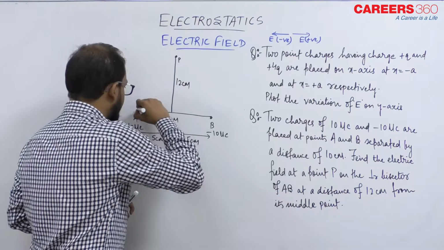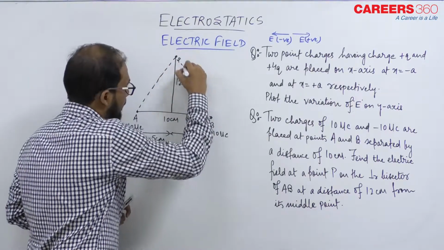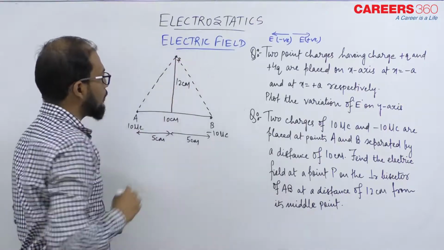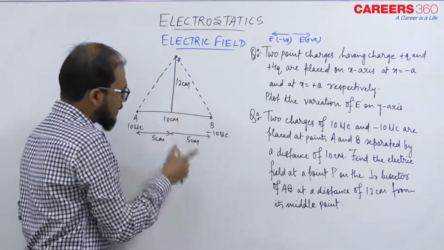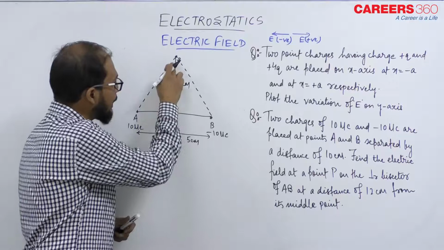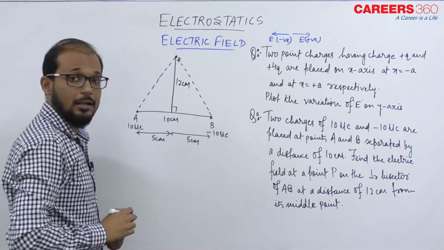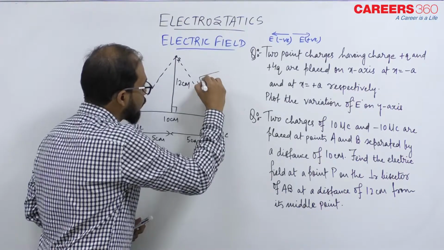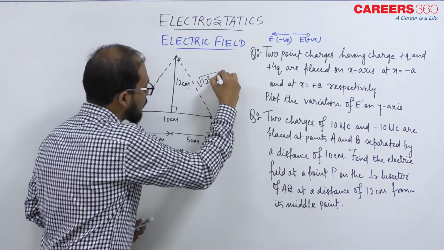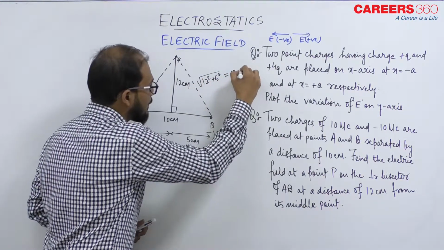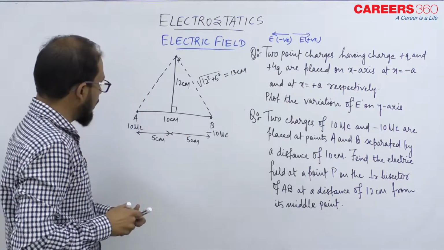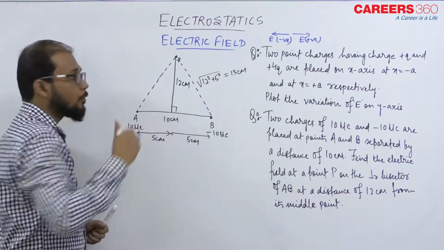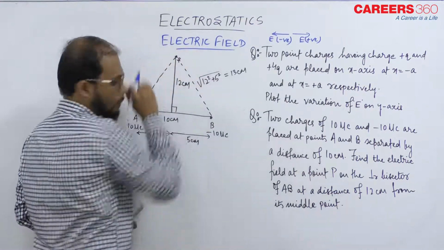Now suppose here, if this is 12 centimeter, this is 5 centimeter, and this is the perpendicular bisector, so this angle will be 90. So from Pythagoras theorem, we will get this distance. This distance will be equal to the square root of 12 square plus 5 square, and it comes out to be 13 centimeter. Now, since this is a positive charge, the electric field due to this positive charge will be in this direction.